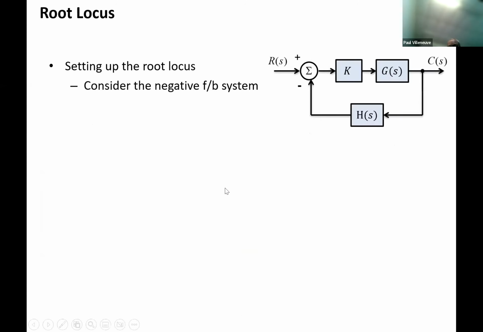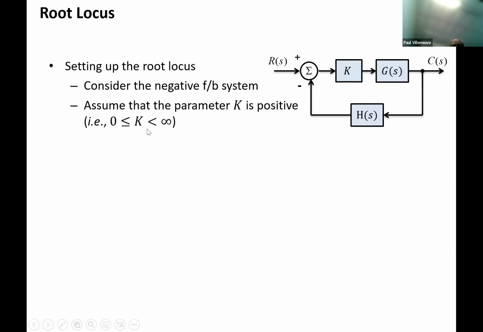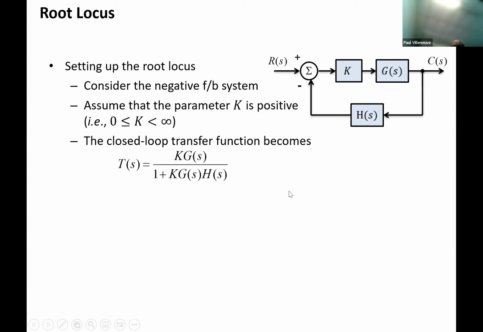So let's set up the root locus here. We have a simple block diagram where we have a feed forward G and a feed forward H. We have a variable value of K. And remember, that's a positive real number, which means it's a scalar and it doesn't have a complex term with it whatsoever. So K is never going to add an angle to it. So K is greater than or equal to 0 all the way up to infinity. That's our assumption.